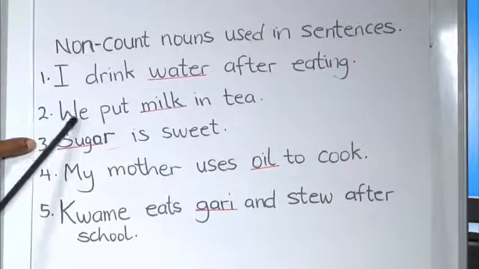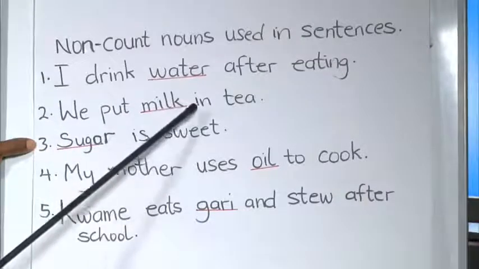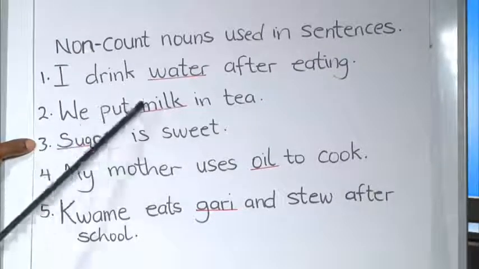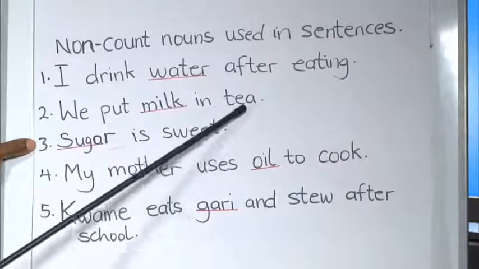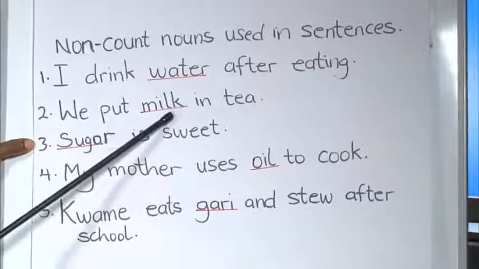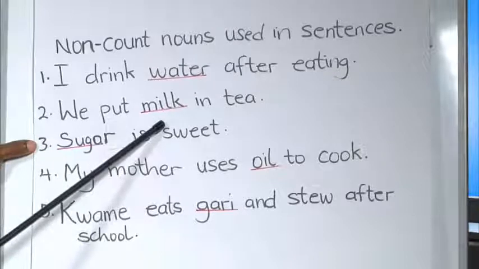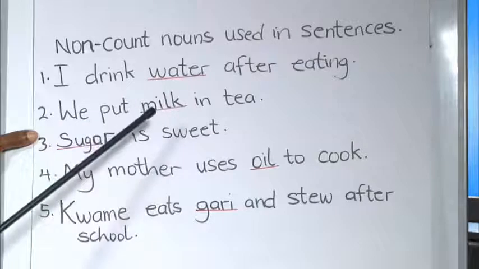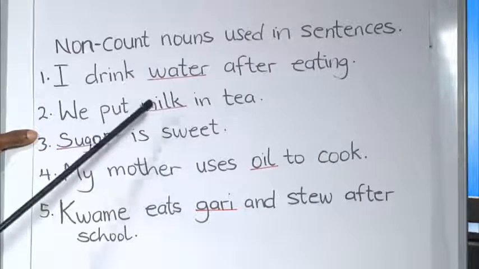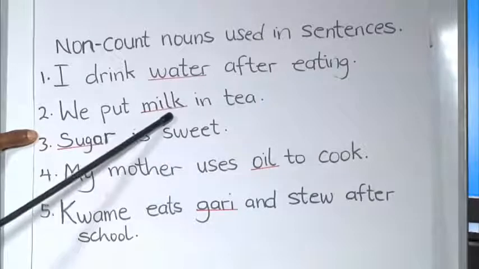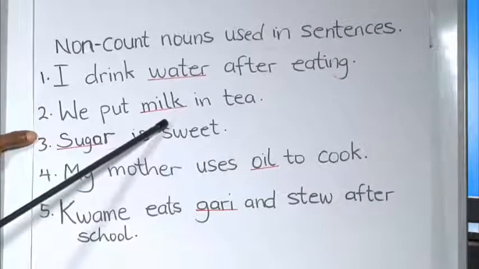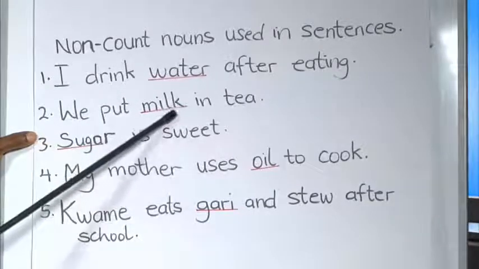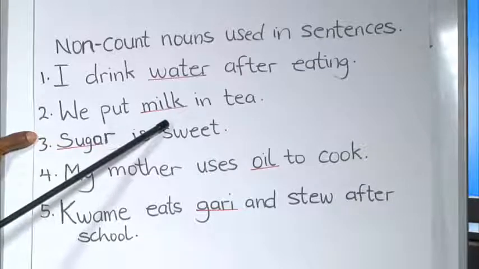Number 2, we put milk in tea. What do we have here? Milk. You have drunk tea before, I believe, and then there was milk. We cannot count milk, so we have underlined milk as non-count or uncountable. We put milk in tea. Milk here is uncountable.